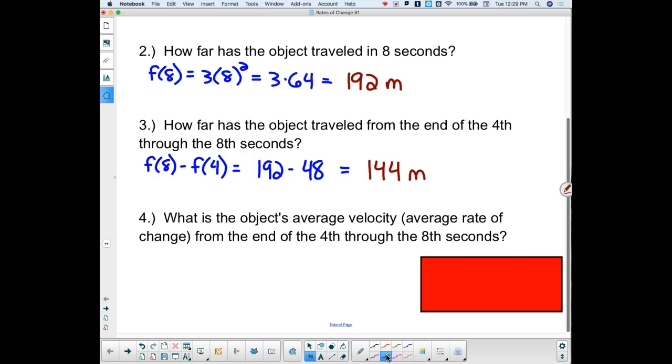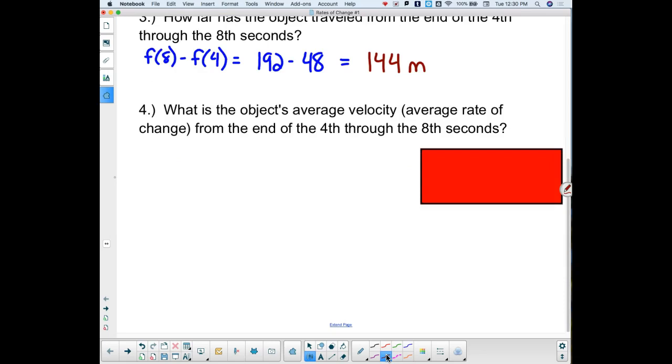What is the object's average velocity, average rate of change is what we're going to call that, from the end of the 4th through the end of the 8th seconds? Well, this is our new concept today. Our new concept today is AROC. AROC is average rate of change. I know, I really stepped outside the box on coming up with that acronym.